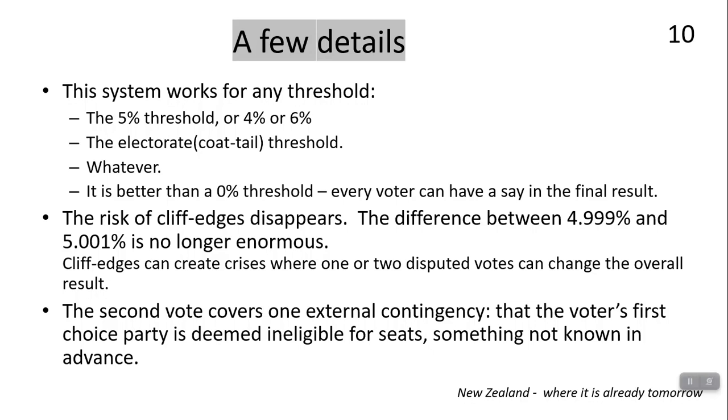A second point is that the risk of what I call a cliff edge disappears. In the present system, the difference between 4.999% of the vote and 5% is enormous. And cliff edges can create crises where 1 or 2 disputed votes can change the whole overall result. The third point is that the second vote is covering one external contingency, that the voter's first choice party is deemed ineligible for seats, which is something that the voter cannot be sure of in advance.